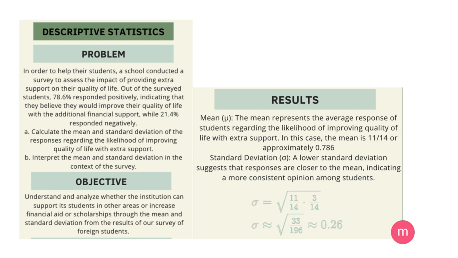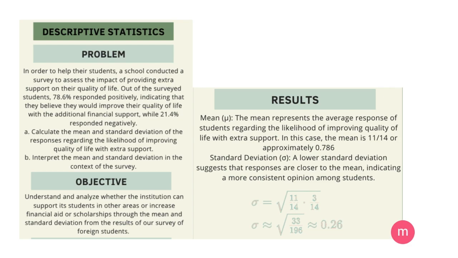In this problem, we have to calculate the mean and the standard deviation of the responses regarding the likelihood of improving quality of life with the extra support. And lastly, we have to interpret the mean and standard deviation in the context of the survey. The objective of this problem overall is to understand and analyze whether the institution can support its students in other areas or increase financial aid or scholarships, through the mean and standard deviation from the results of the survey of the foreign students.